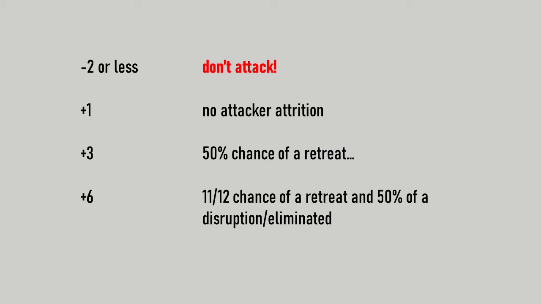So again, you want to be in that area. If you can get to a +3, then you create at least a 50% chance of forcing a retreat. Most combats are essentially about stringing together retreats in order to isolate or surround units. So that's worth bearing in mind. If you can get up to a +6, then you get an 11 in 12 chance of a retreat and nearly a 50% chance of a disruption or elimination. So getting up to that +6 level allows you to just punch through the front of an opponent's line.